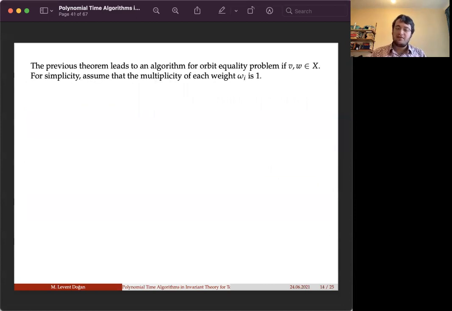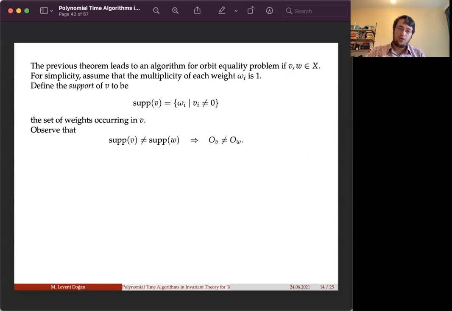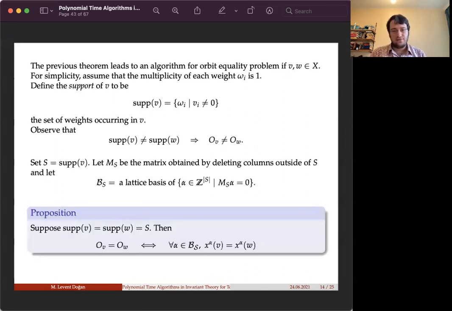But now we must ask: we can separate the orbits in X with Laurent monomials. What about the orbits outside of X? So for simplicity, I will assume that the multiplicity of each weight is 1. So every weight occurs exactly once. And then we define the support of a vector as the set of weights that occur in V. So it should be clear that if two vectors do not have the same support, then they cannot have the same orbit. Now say S is the support of V. Now delete all columns of the weight matrix M outside of S.